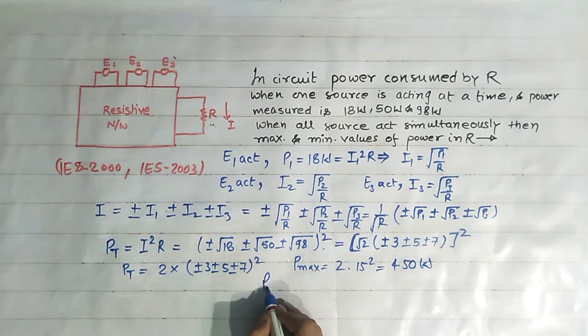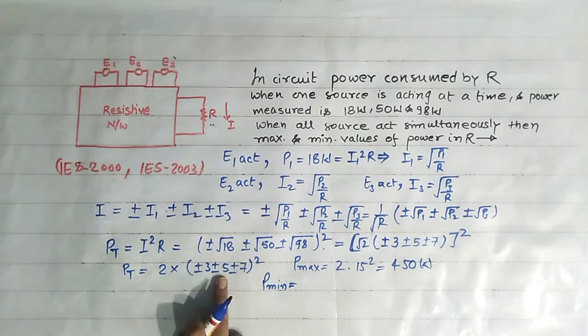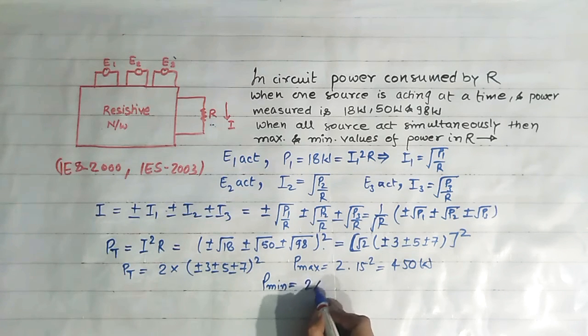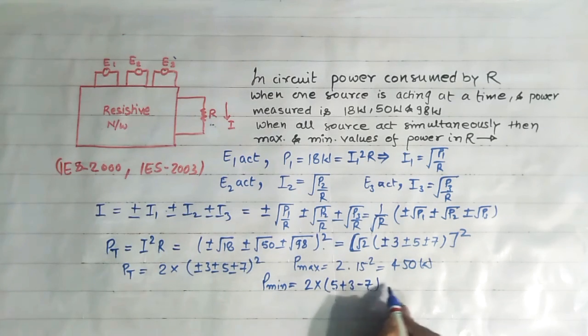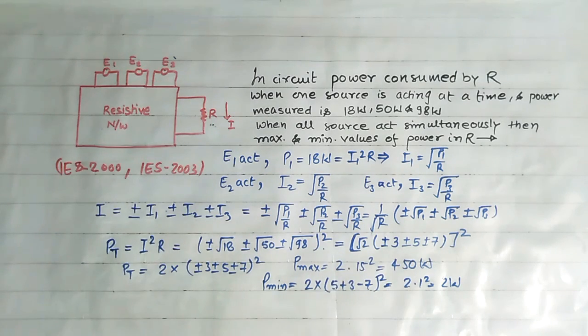Now what is minimum power? See, this power is minimum when we add 5 plus 3 and subtract 7 from it. In that case we will get the minimum term, that is 1. So minimum power is 2 into 5 plus 3 minus 7, that is equal to 2 into 1 square, that is 2 watt. So maximum power through this resistance R is 450 watt and minimum power is 2 watt.